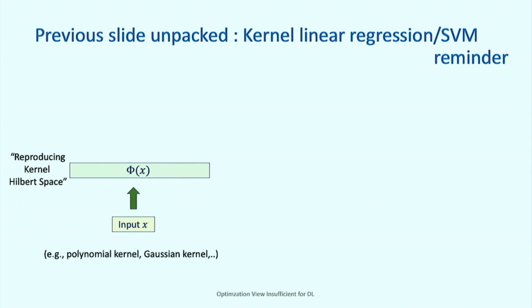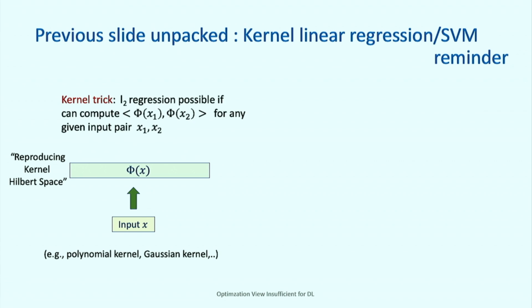Just to unpack the previous slide a little bit. So what am I saying? Remember, what I'm talking about is kernel linear regression. There's this old idea in machine learning, which is that instead of doing regression, the simplest machine learning algorithm, on the input x, you do it on some representation of the input. And the representation is in this reproducing kernel Hilbert space. It could be infinitely long. So it's some mapping phi, which maps x to some high-dimensional vector phi of x.